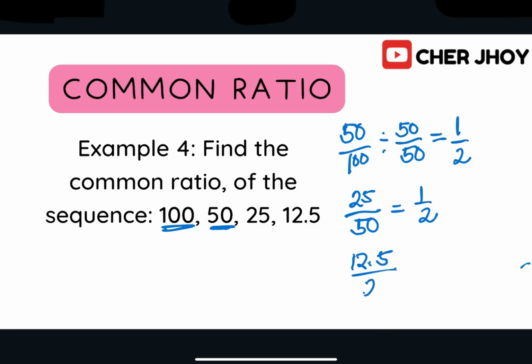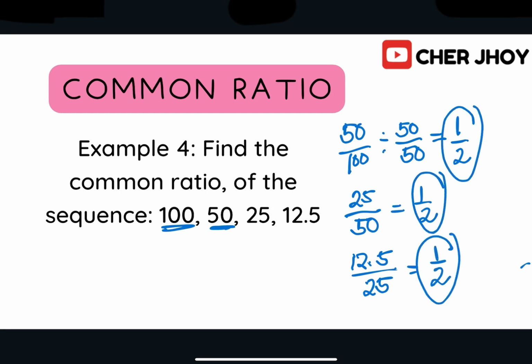Last, we have 12.5 all over 25. Both are divisible by 12.5, so we get 1/2. Therefore, the common ratio of example number 4 is 1/2.